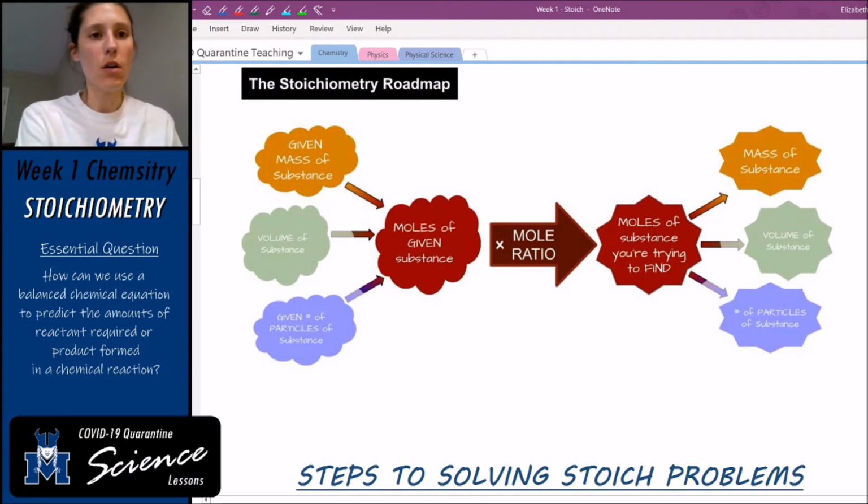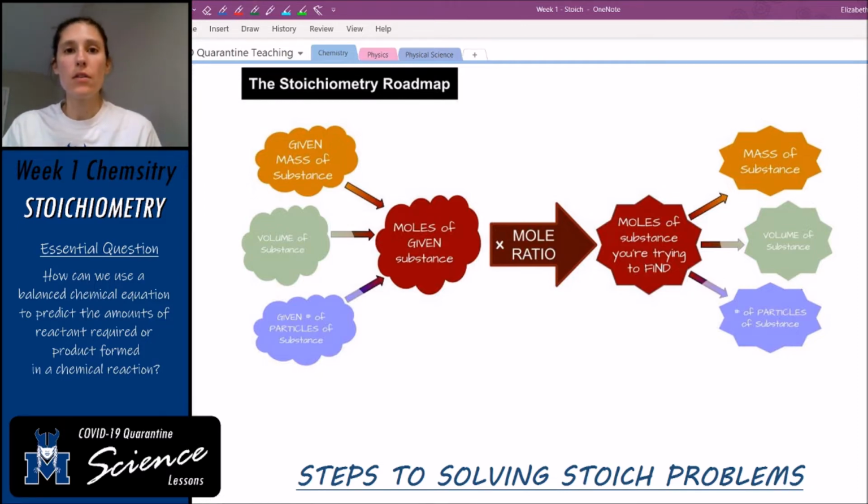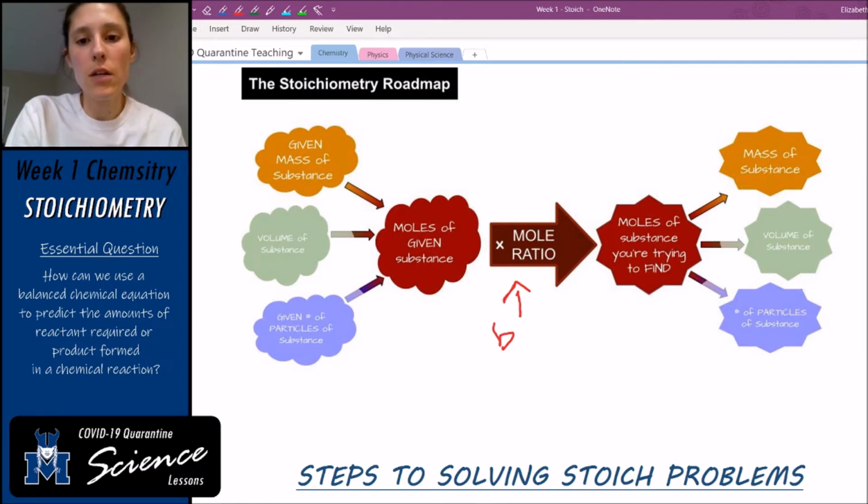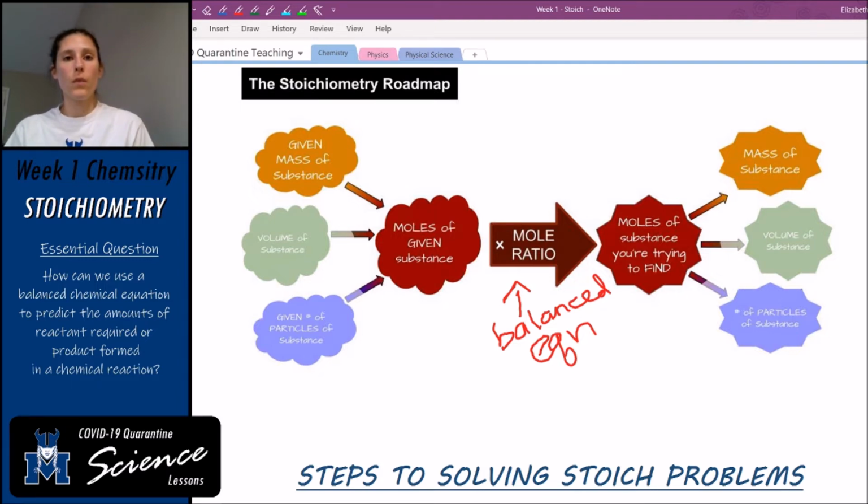So the mole ratio is the ratio from the balanced chemical equation coefficients. Okay, so you'll need a balanced equation in order to figure out this mole ratio. Just like we did in the sandwiches, there's ratios of the different substances involved, and the coefficients of the balanced chemical equation are specifically in the units of mole. So in order to use this mole ratio, you have to be in moles of whatever substance you're given.